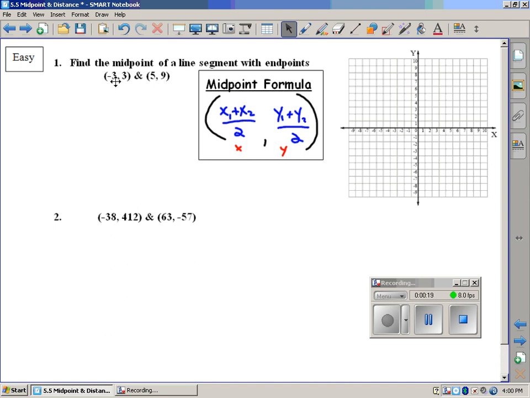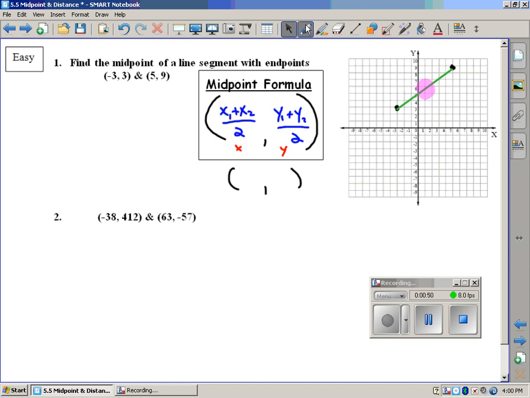So here I'll graph these two endpoints first. Negative 3, 3. There's one endpoint, and 5, 9. Okay, we're going to find the midpoint of this segment. And just as a quick estimate, I'm guessing the midpoint's going to be somewhere in there. So I'm going to find some ordered pair that is right in this region of our coordinate plane.